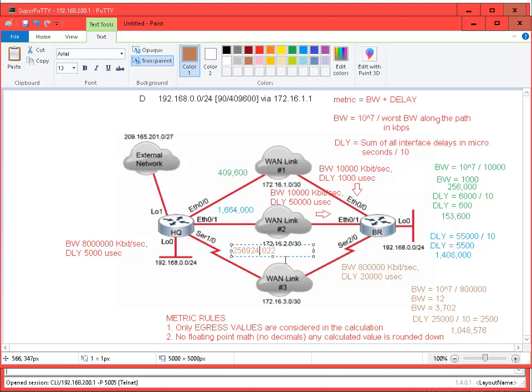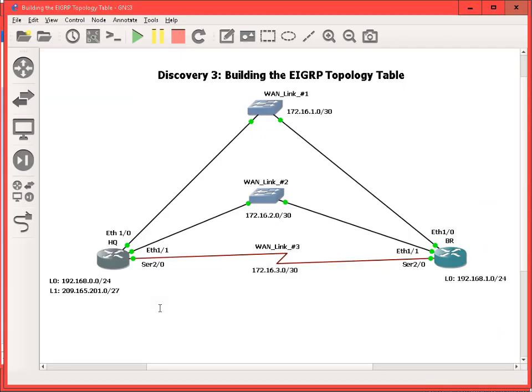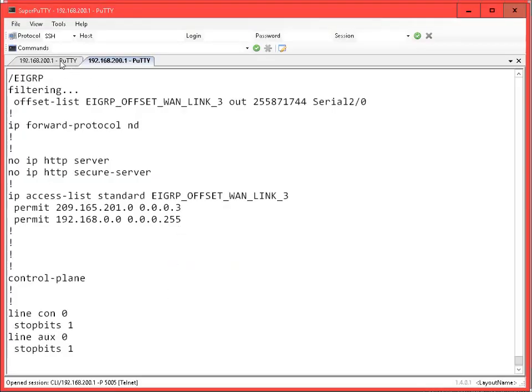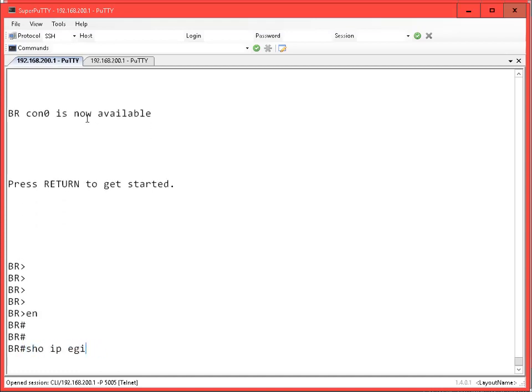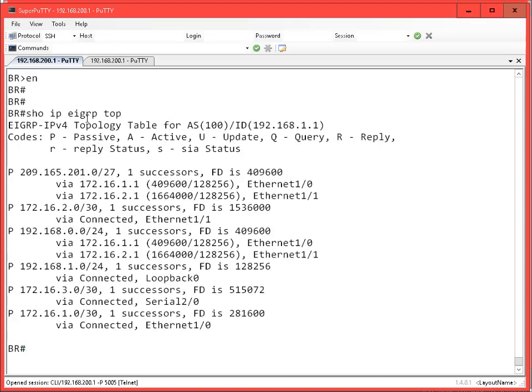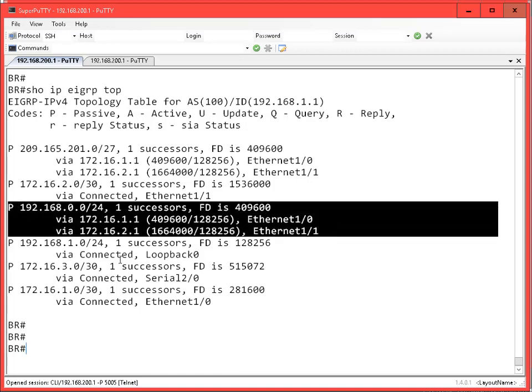There's a reason why that offset is there, by the way. It has to do with the feasibility condition and discussing the concept of feasibility condition. So that becomes the metric for that path. Now, let's find out if that's actually true. If we go into our branch router and I do a show IP EIGRP topology, we don't see that path even listed, right? It should show up right here. We should see all three. We haven't talked about this concept yet, but there's a concept in EIGRP called a successor and a feasible successor. All right.